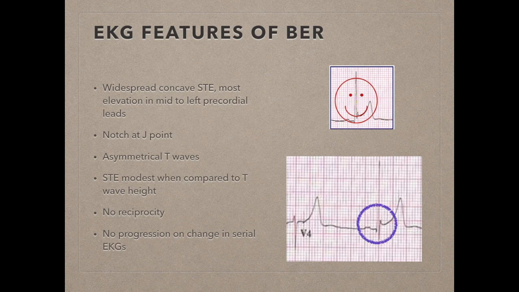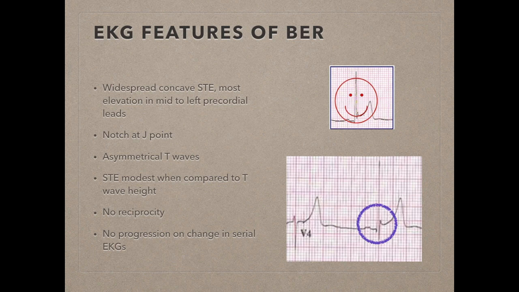Now asymmetrical T waves is another clue. You can see that we've written in the smiley face in this concave ST segment with that gentle sloping at the beginning and coming straight down off the back. The ST elevation in benign early repol is also modest when compared to the T wave height. So we've got big T waves, and in comparison the ST elevation really isn't that much. Another clue of benign early repolarization.